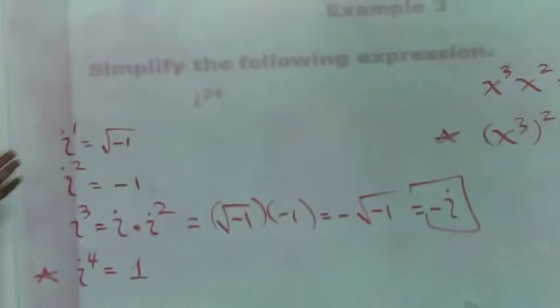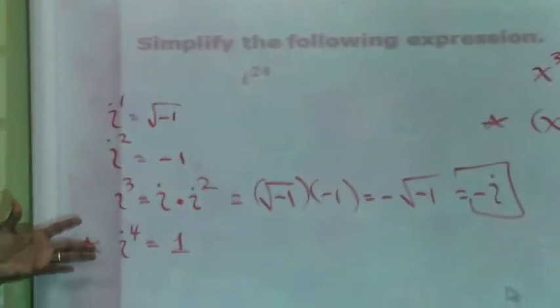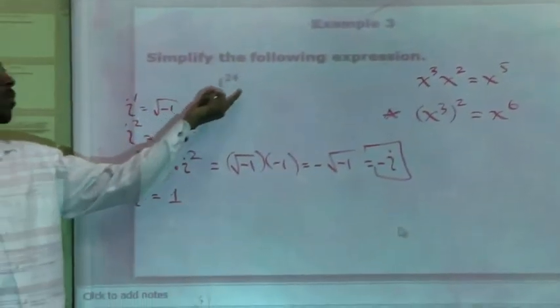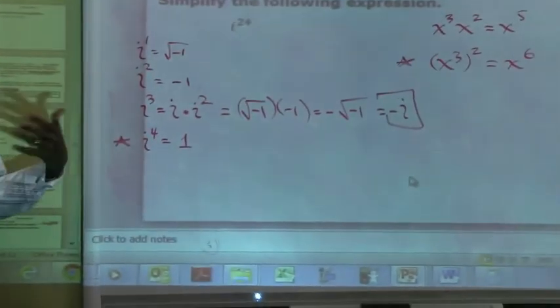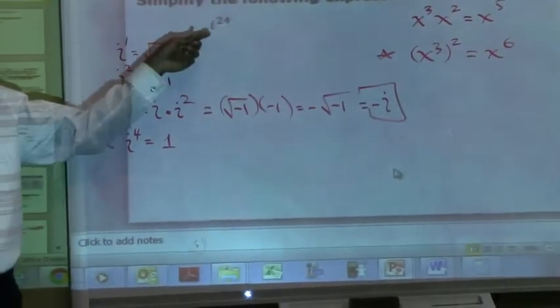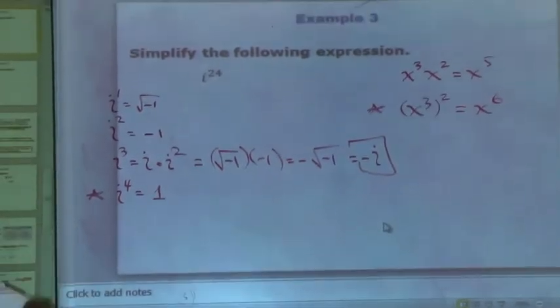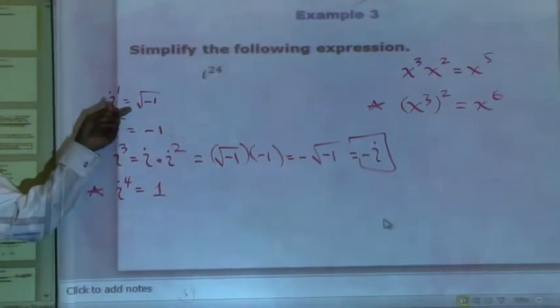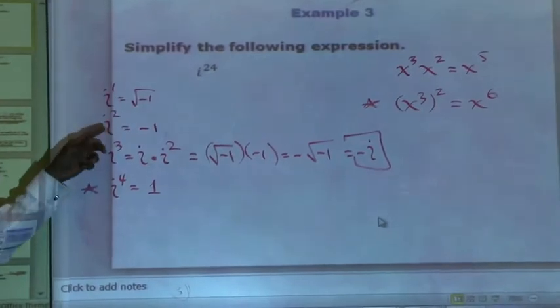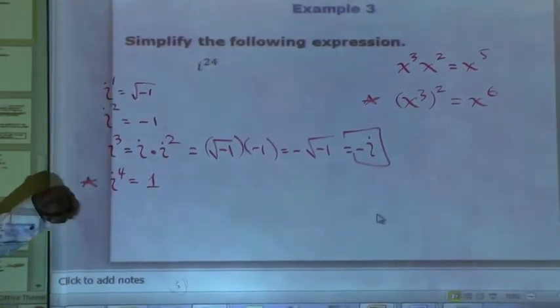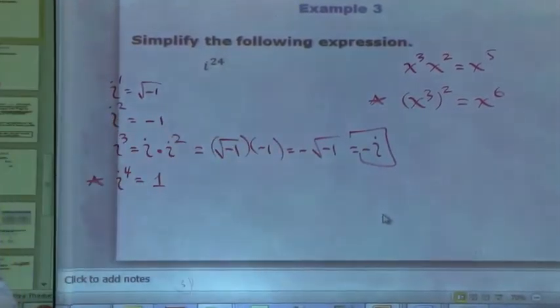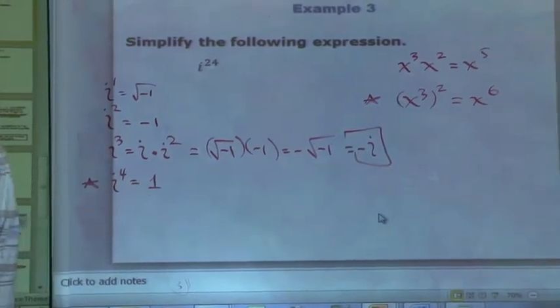Hey, Thomas, what is all of this about? Like, what do we need all of this for? Whenever they give you an I to the 24th power, it is periodic. Any I to a power is going to eventually equal one of these 4 things: either a radical negative 1, a negative 1, a negative I, or just a 1.